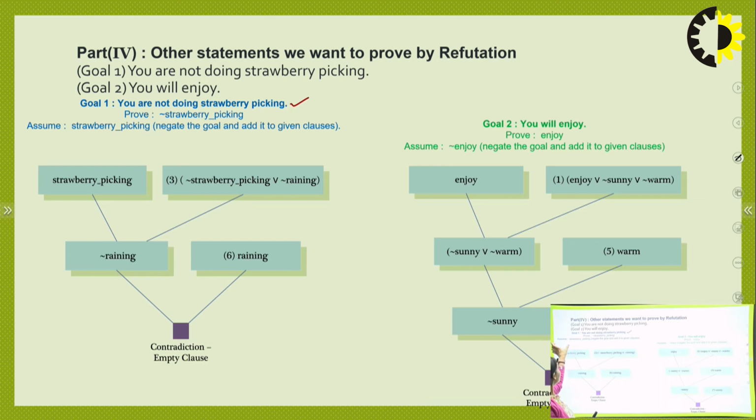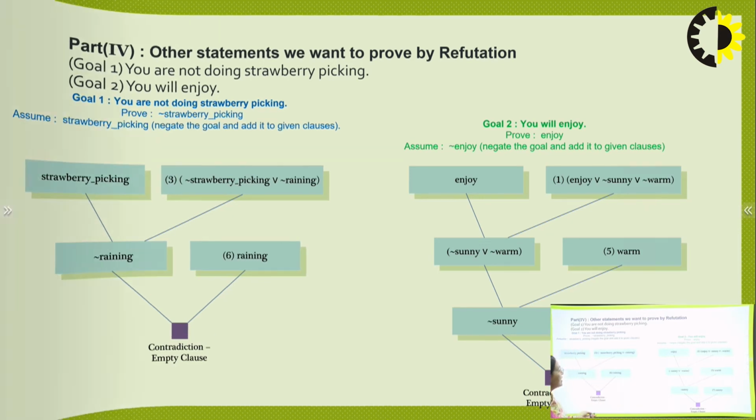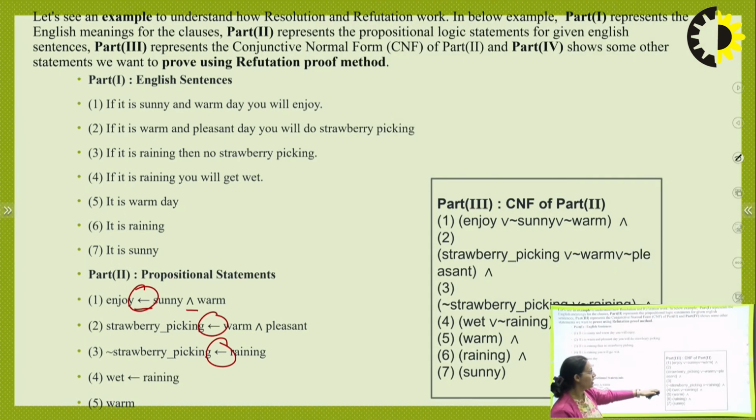If I'm proving this thing, then I have to assume something from this proof. What I am assuming is just the negation of this statement. That means I'll assume strawberry picking as an assumption, and I'll add this assumption into the English-like statements. I'm keeping this assumption on one side, and from these statements, I'll choose the statement that has the negation of that statement. If you are able to see, the third statement is somehow claiming the negation of strawberry picking in some way.